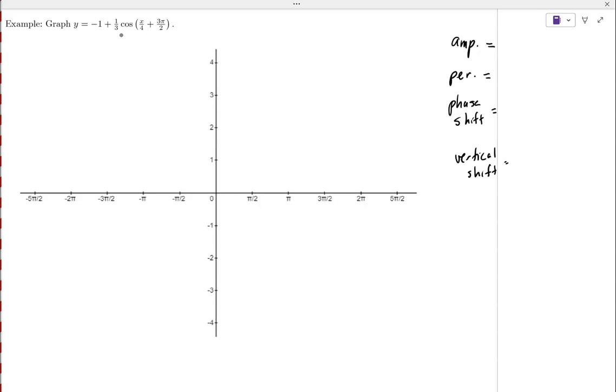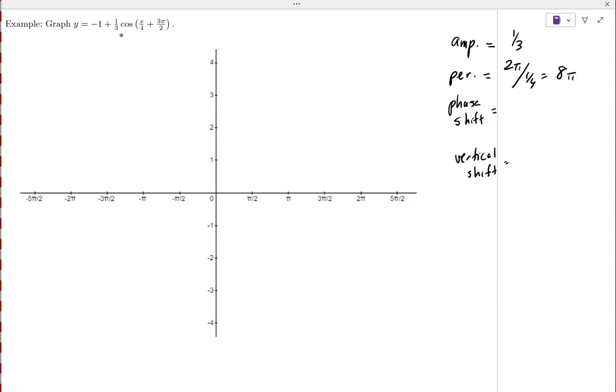How did you find the amplitude? What did you do? 1/3? Yep, that's that coefficient that's out in front of the cosine, right? How about the period? What do we do? Yeah, divide the 2 pi by 1/4, and we get 8 pi. Good. We divide by that coefficient on the x there.